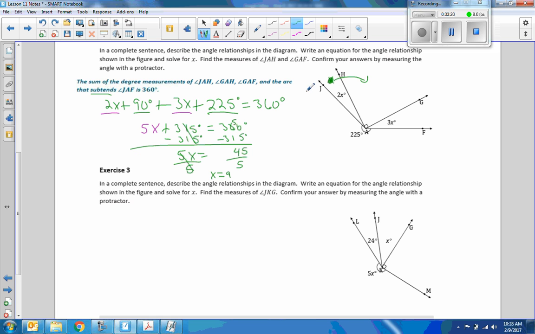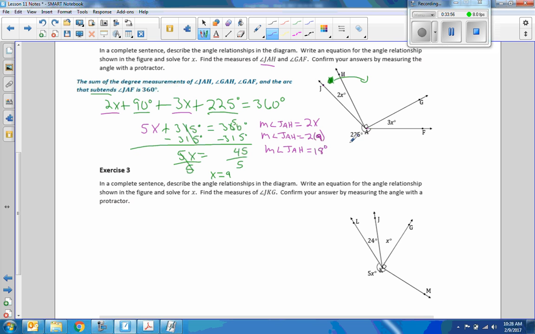Confirm your answer by measuring. Well, I haven't answered yet. Find the measure of angle JAH. So I would say the measure of angle JAH equals 2x. X is 9. So the measure of angle JAH is 2 times 9. So the measure of angle JAH is 18 degrees. Okay? So there's JAH. I answered that.